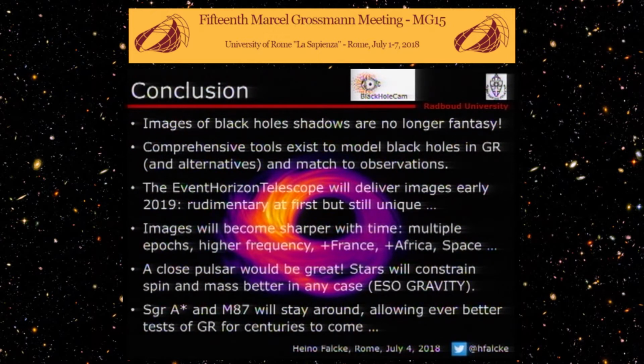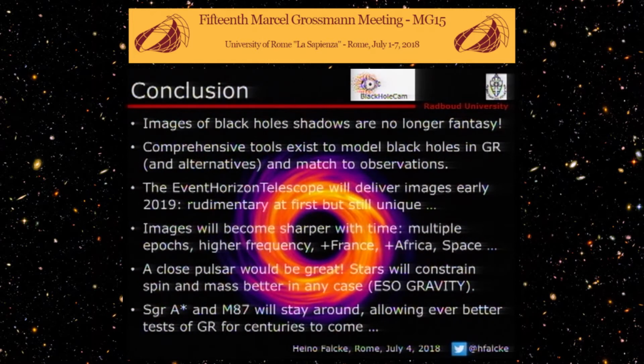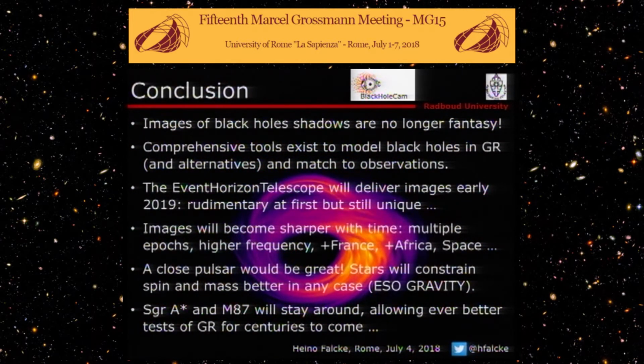It would be great to find a pulsar in the galactic center. A group of Michael Kramer is looking for this. Certainly the stars will help us to constrain the mass of such a star better, and also hopefully the spin at some point. So like in cosmology, we have multiple experiments that zoom in.